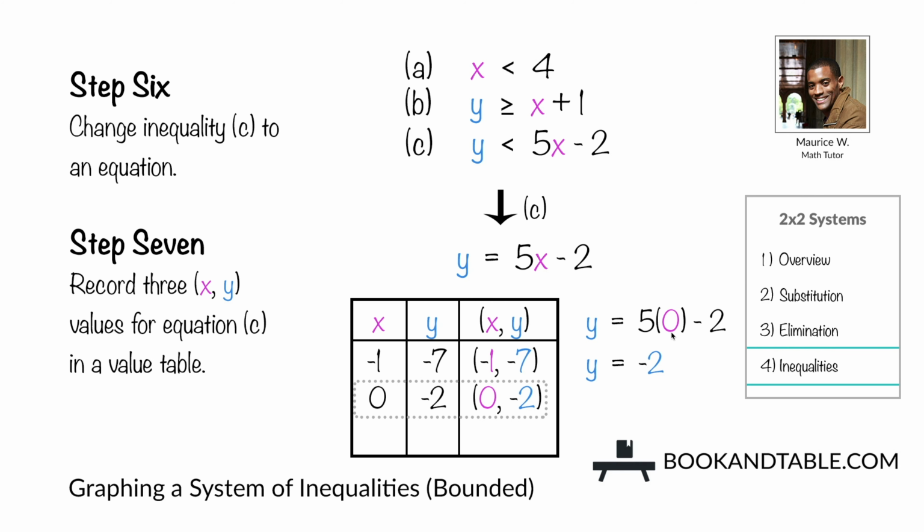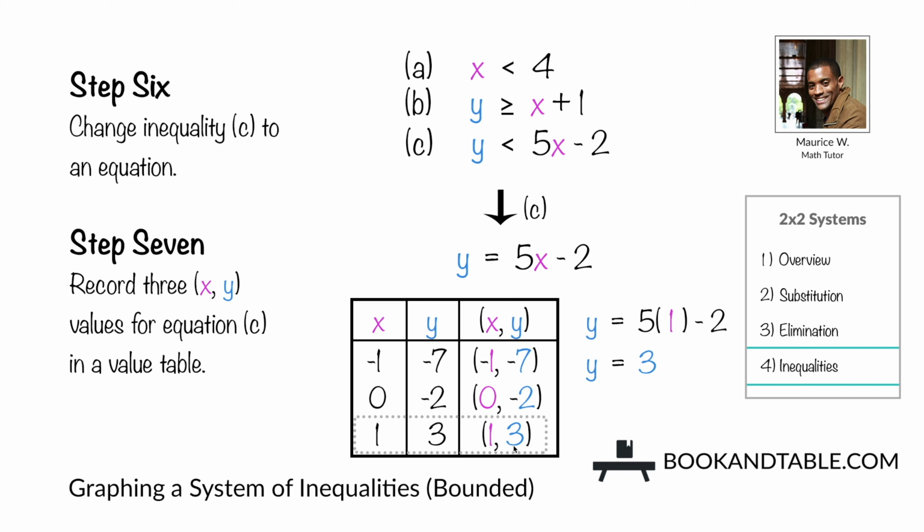When x is 0, y is 5 times 0, which is 0. 0 minus 2 is -2. So when x is 0, y is -2. And the third point, when x is +1, y is 5 times 1, which is 5, minus 2 gives us 3. So the third point is x is 1, y is 3.